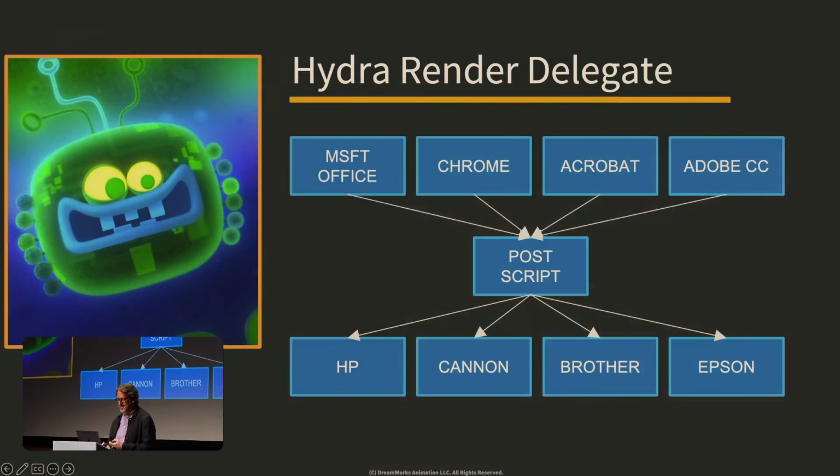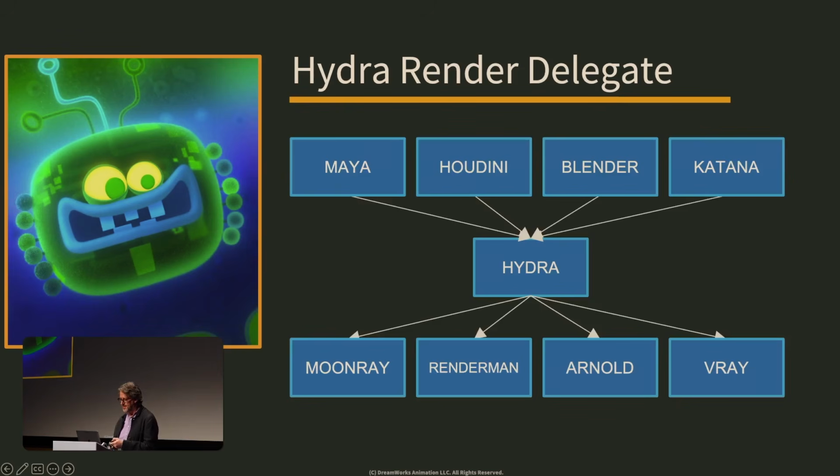So I mentioned Hydra render delegate before. Pixar had released a scene description format called USD for Universal Scene Description, which contains a definition for a Hydra render delegate that defines a common interface for renderers. You can think of this a little bit like a PostScript interface. You've got many applications in the world that can write a PostScript file, and you've got many printers that can accept a PostScript file and print on it. In a similar way, you can think of Hydra as a standard interface that eases the integration of renderers into artist tools.